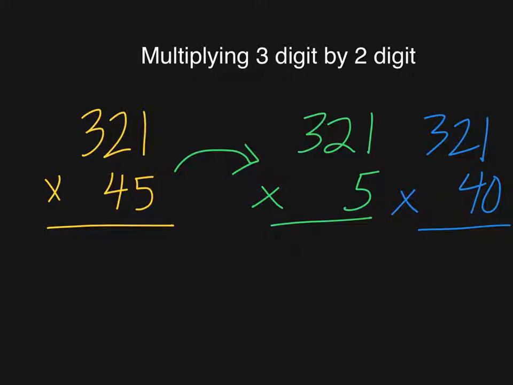Alright, welcome. We're going to look at multiplying 3-digit by 2-digit. Now, if you watch the video on how to multiply 2-digit by 2-digit, you're going to see some huge similarities. So let's look at our first problem. We have 321 times 45.